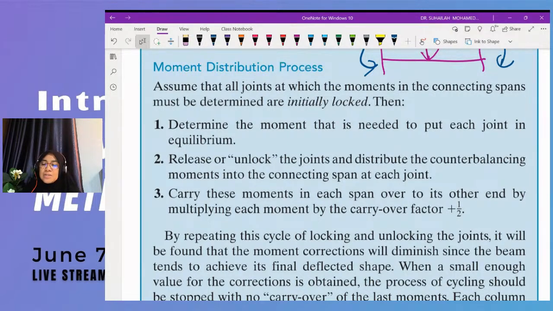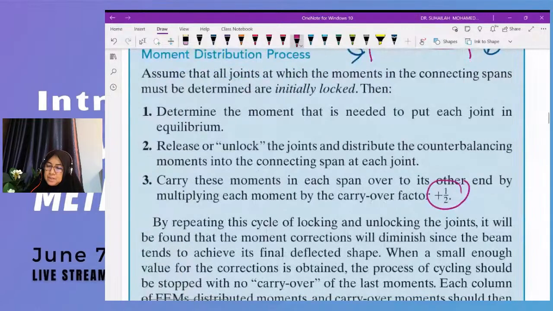Release or unlock the joint and distribute the counterbalancing moment into the connecting spans at each joint. Carry this moment in each span over to its other end by multiplying each moment by the carryover factor. This is 1 over 2, 0.5, because it is far end fixed.